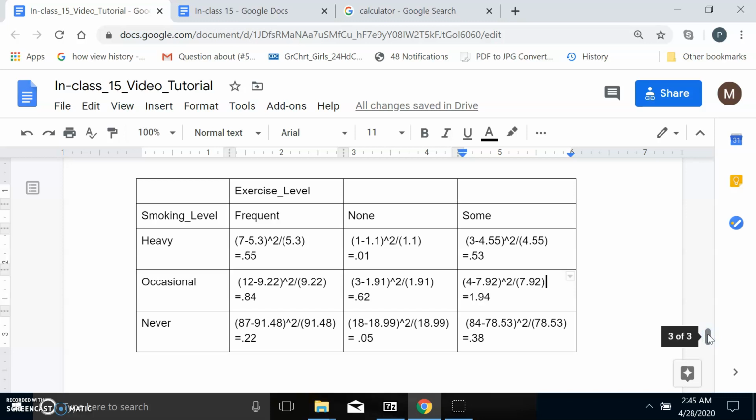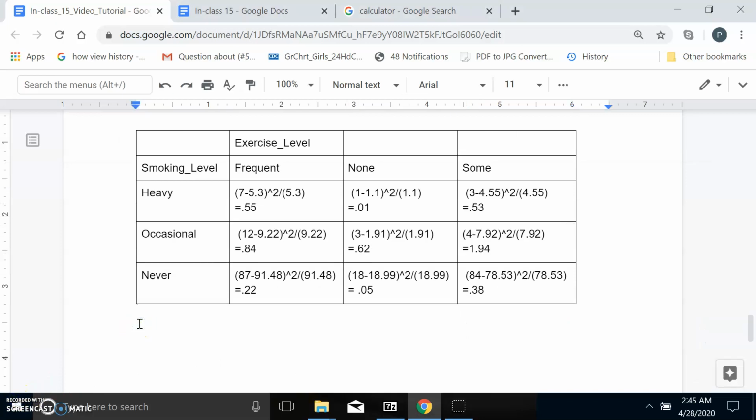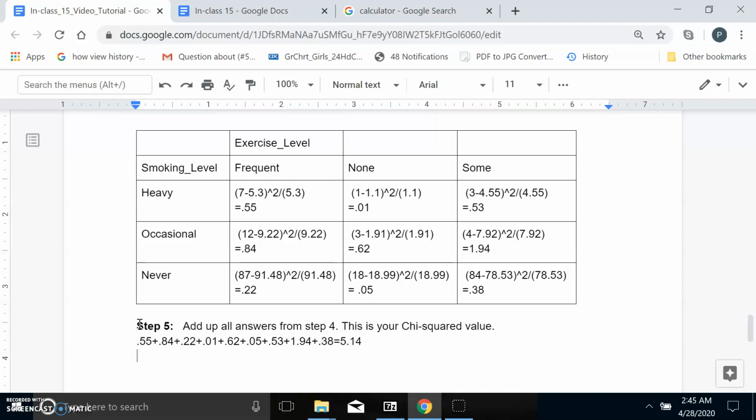Now let's go on to step 5. So step 5, we paste it here. Let's add up all answers from step 4. This is your chi-squared value. So add up the 0.55, 0.84, 0.22, 0.01, 0.62, 0.05, 0.53, 1.94, 0.38. I'll add all those up. I'll let you check, it's 5.14. So that's our chi-squared value.